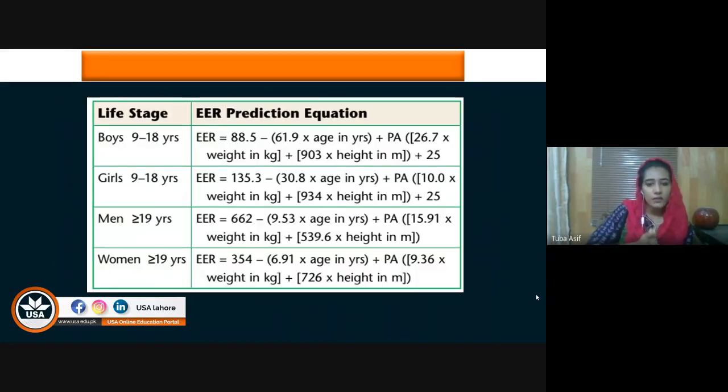There are certain equations given here which can tell you what kind of physically active you are. For example, if we see here in the third row, for men greater than 19 years of age, the equation for EER is 662 minus 9.53, the constant that is multiplied with your age in years, plus the physical activity factor, whether it is sedentary, low active, active, or very active, multiplied by the sum of 15.91 times the weight in kg, and 539.6 times the height in meters.